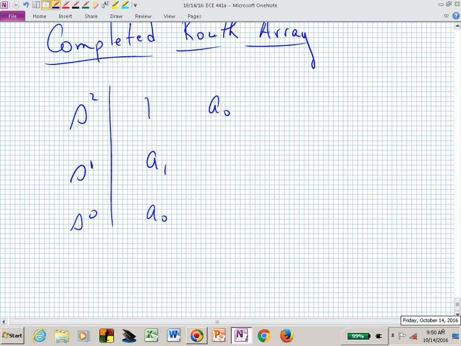And now what do I want? For stability, what do I need? Or for all of these roots, I have two roots in this quadratic, and if I want them all in the left half plane, what do I need for these left column of elements? You don't want any sign changes, do you? So 1 is positive. You need A1 to be positive, and you need A0 to be positive.